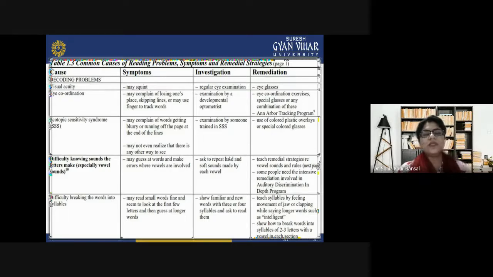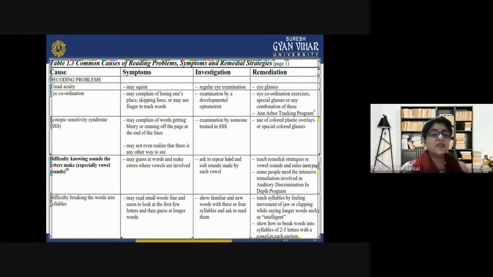And how can you do the investigation? By examination by a developmental optometrist. The optometrist will give the remediation: eye coordination exercises, special glasses, or any combination of these, and a tracking program is also given for that.